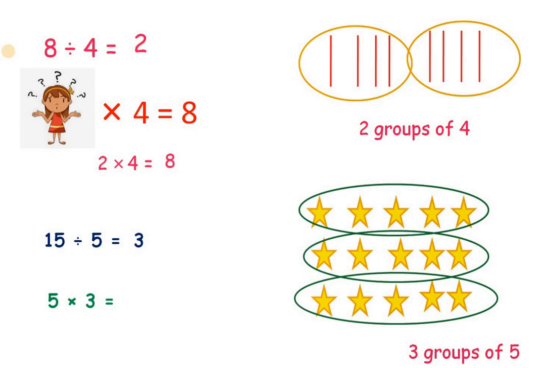I just want to remind you that 5 times 3 equals 15. If you remember counting by 5, 3 times: 5, 10, 15. So you noticed now that division is the opposite of multiplication. Now, what happens if we divide something by 1?